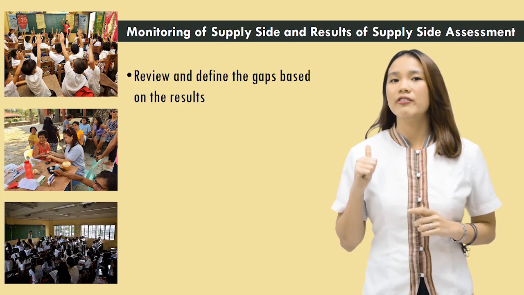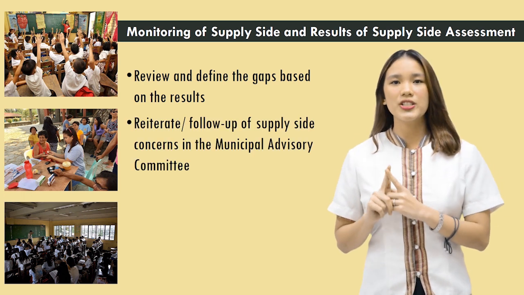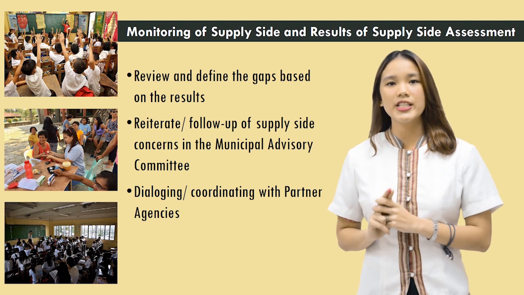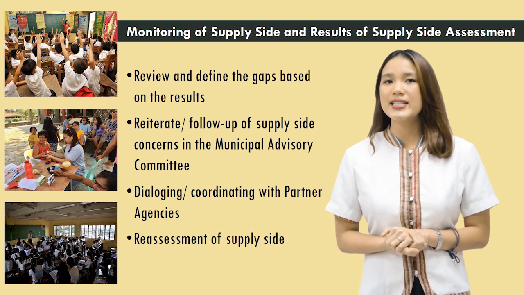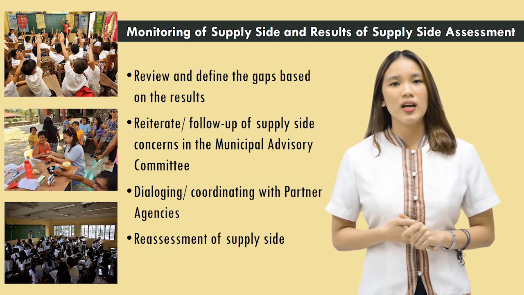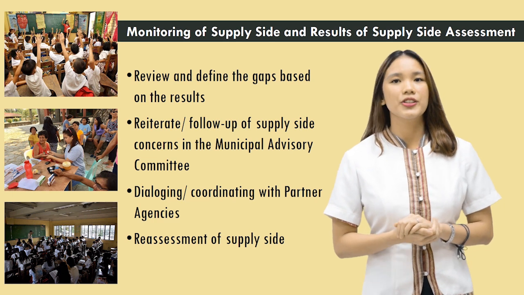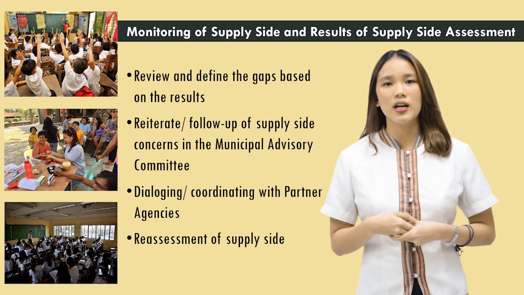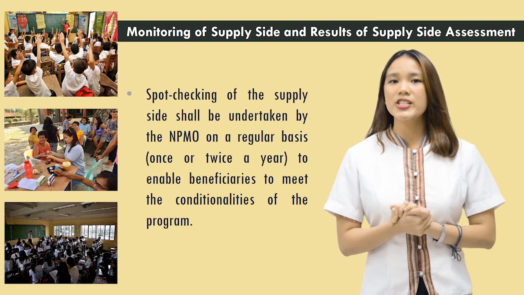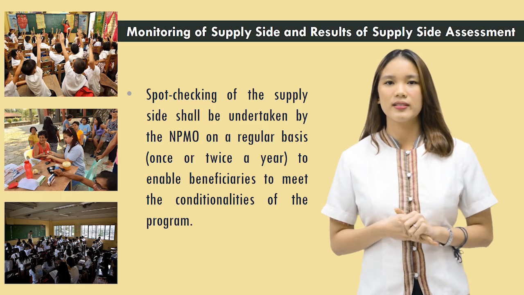So what can we do? First, we can review and define the gaps, follow up the supply side concerns, have dialogues or coordinate with our partner agencies, and lastly, reassessment of the supply side. Monitoring shall be conducted through the Advisory Council. This may be done on regular meetings and through the conduct of field visits and consultations. Spot checking may also be done by the National Program Management Office.